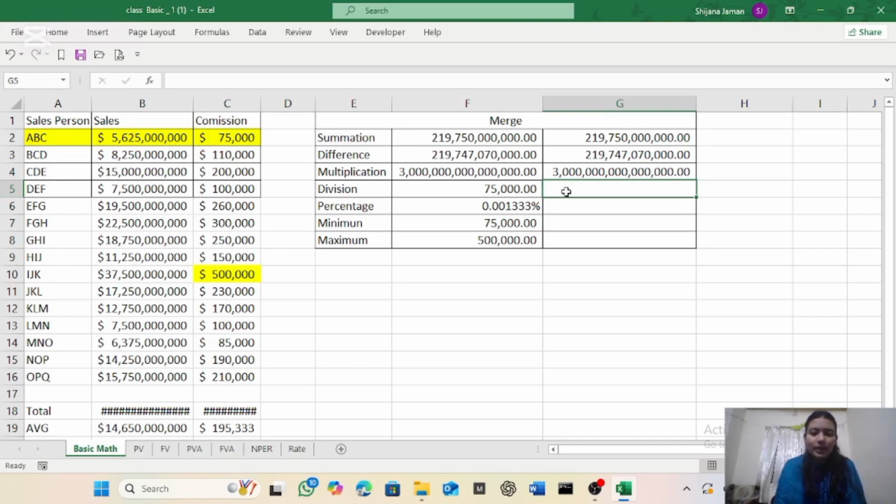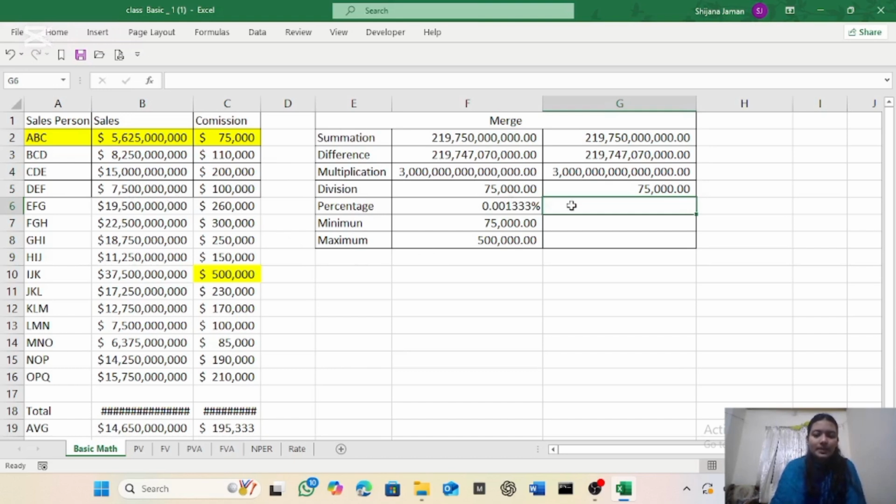And now we are calculating division. For calculating division, press equal. We divide this cell by this cell. Okay. Yes, this is our division of sales divided by commission.